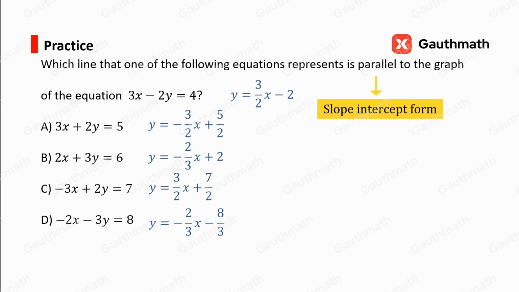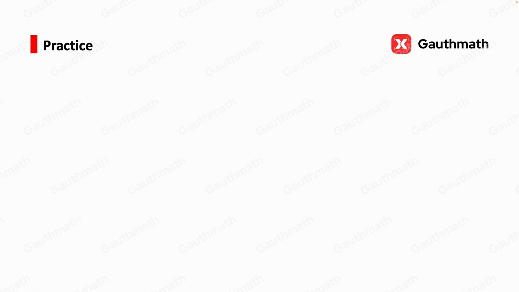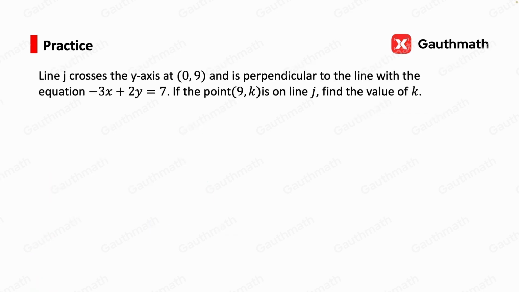When we look at the equations of C and the given line from the question, they have exactly the same slope, but different, distinct y-intercepts. So, C. Now let's look at another practice question.